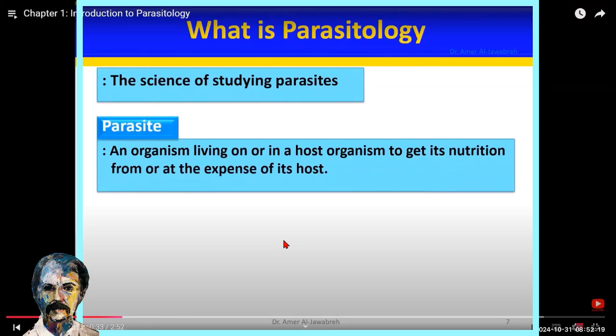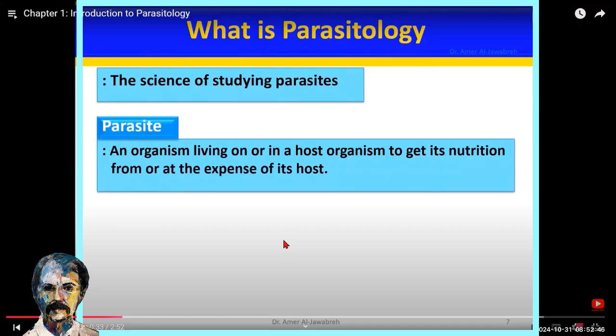Okay, that's if you want to break it into para, meaning near or next to or beside, and site and logic. So parasitology. Parasitology is the science that studies parasites, regardless of what these parasites are. These parasites can be human parasites, they can be animal parasites, and they can be plant parasites. But what are we interested in this course? Human parasites and medically important human parasites. We might come across some animal parasites.